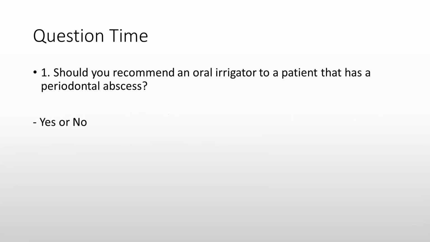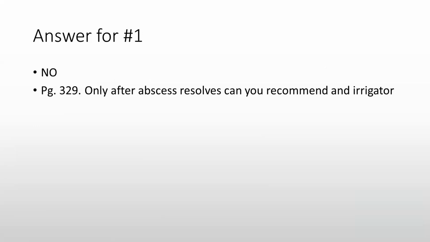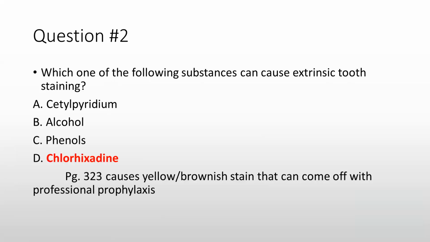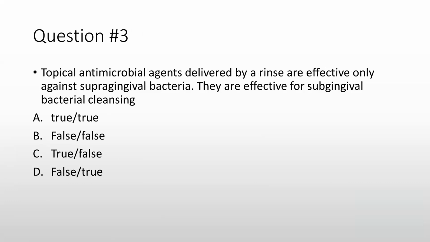All right, let's take a look at some questions here. Should you recommend an oral irrigator for a patient who has a periodontal abscess? No. Which of the following substances can cause extrinsic staining? Okay, now pick the one that causes the most. Okay, chlorhexidine. Topical antimicrobial agents delivered by a rinse are effective only against supragingival bacteria. True or false? They are effective for subgingival bacterial cleansing.